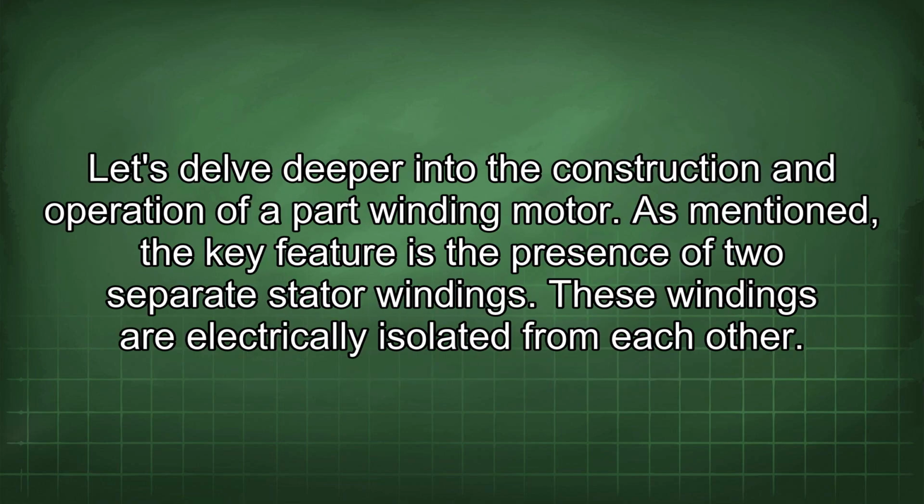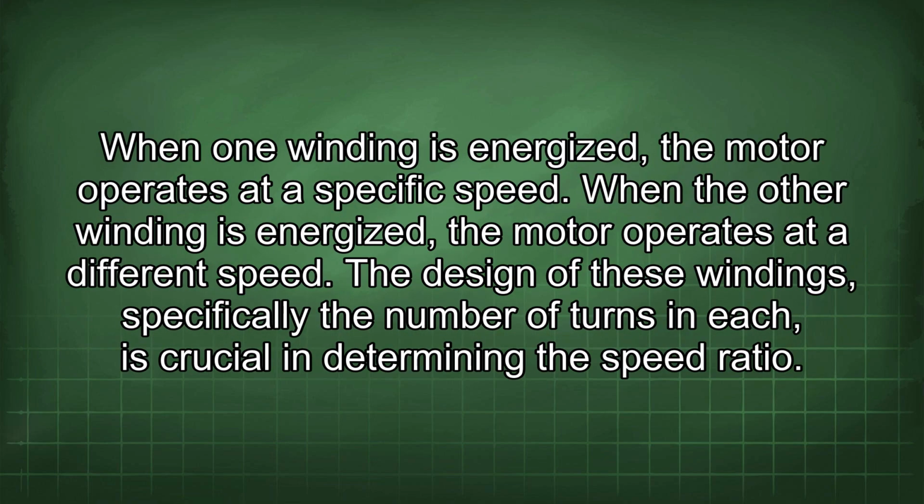Let's delve deeper into the construction and operation of a part-winding motor. As mentioned, the key feature is the presence of two separate stator windings. These windings are electrically isolated from each other. When one winding is energized, the motor operates at a specific speed. When the other winding is energized, the motor operates at a different speed. The design of these windings, specifically the number of turns in each, is crucial in determining the speed ratio.